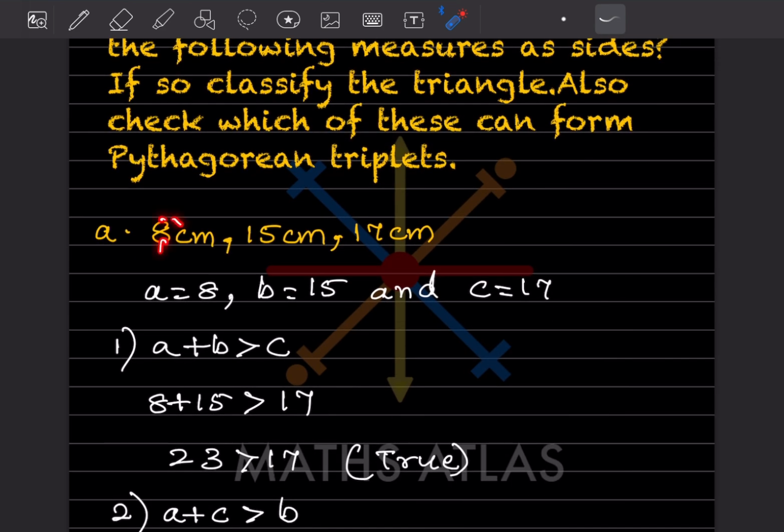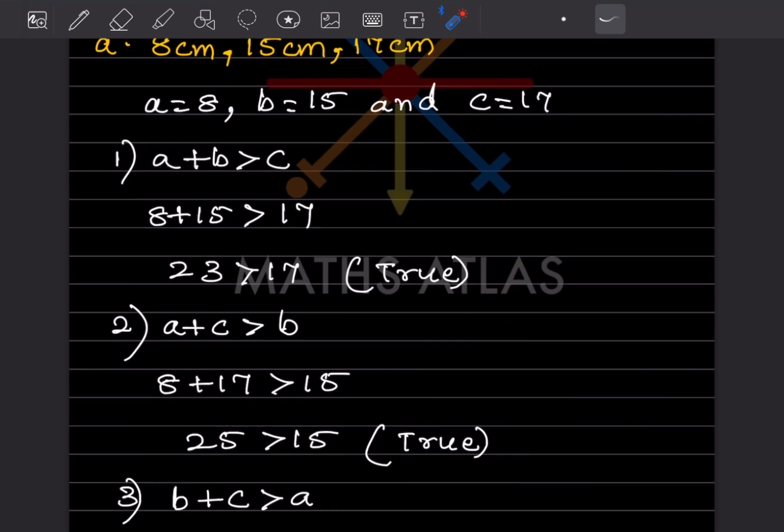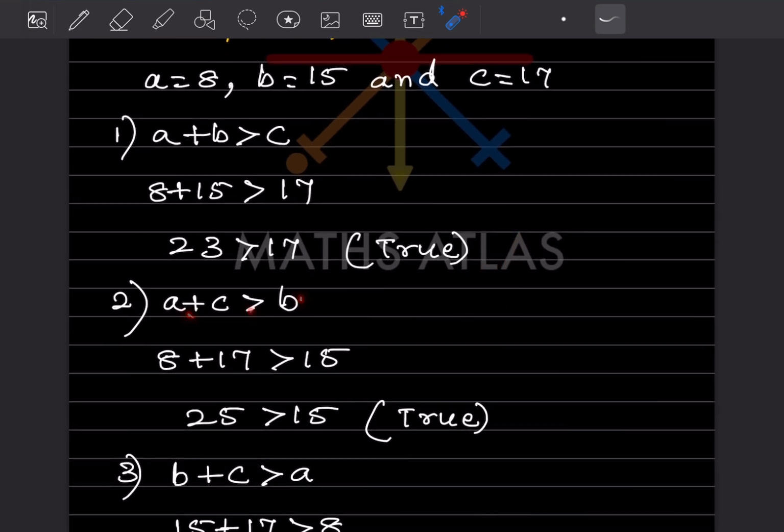So this is A, B and C. This is the question given. So again here, A plus B is greater than C. So this will be 8 plus 15 is greater than 17. So here 23 is greater than 17, which is true. Then A plus C is greater than B. So this is going to be 8 plus 17, which will be greater than 15. So 25 is greater than 15, so again this is true.